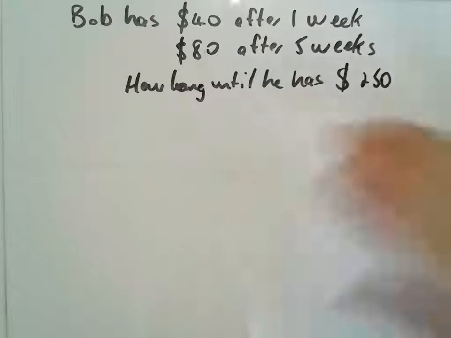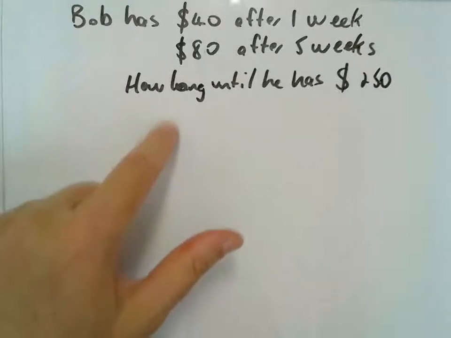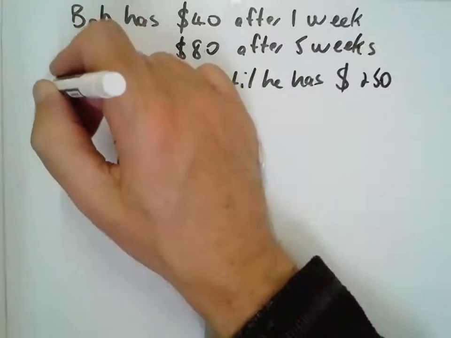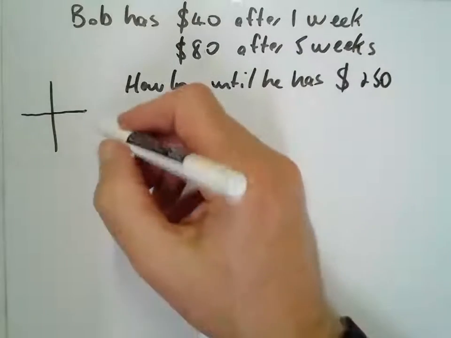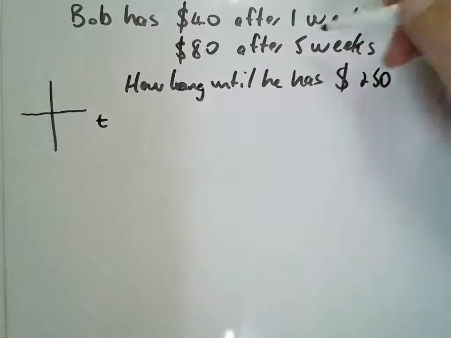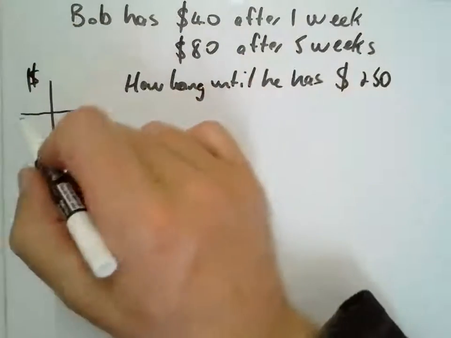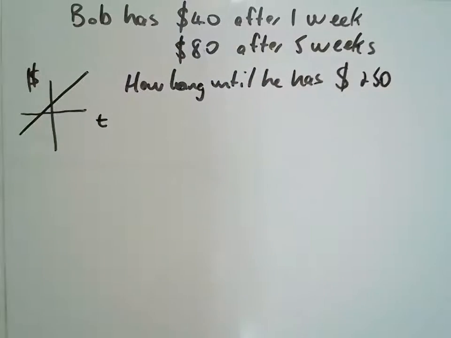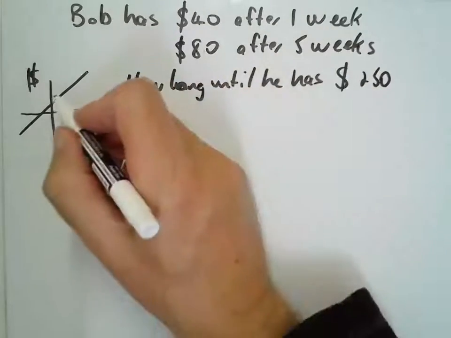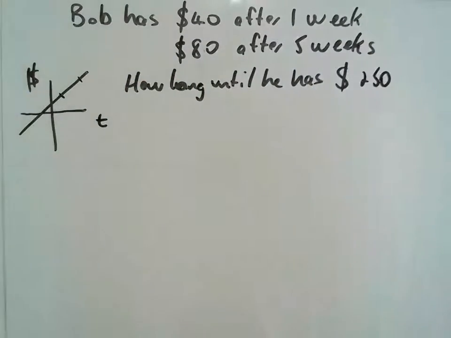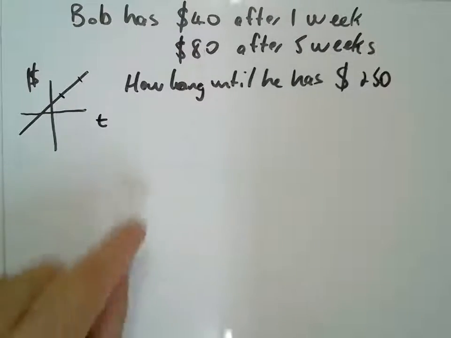We could just use our fingers, but that's not the point of maths, is it? We're going to derive a function between money and the weeks. We need to think straight away which one's which axis. Remember, we always want time on the x-axis, so that will be our weeks, and money will be our y-axis, and we're going to get some straight linear function there. The 40 and the 1 week is a point, and the 80 after 5 weeks is another point. So we have 2 points, and we're going to find the function.